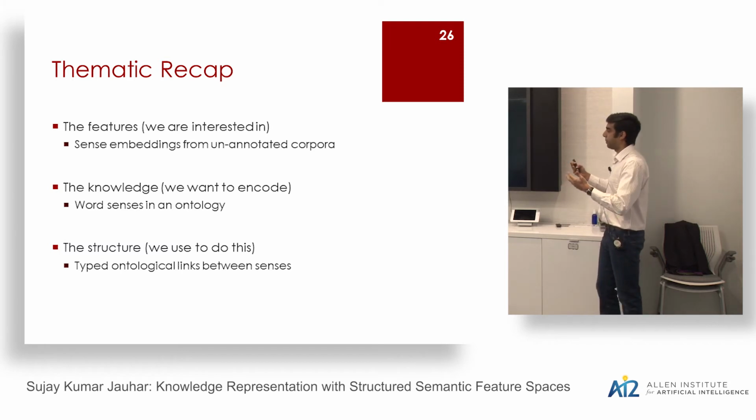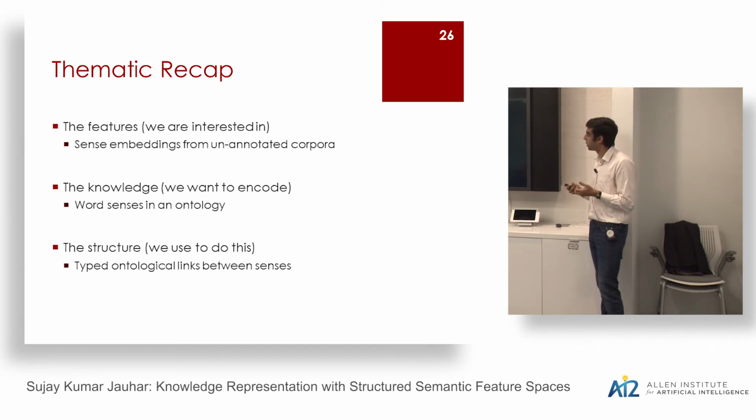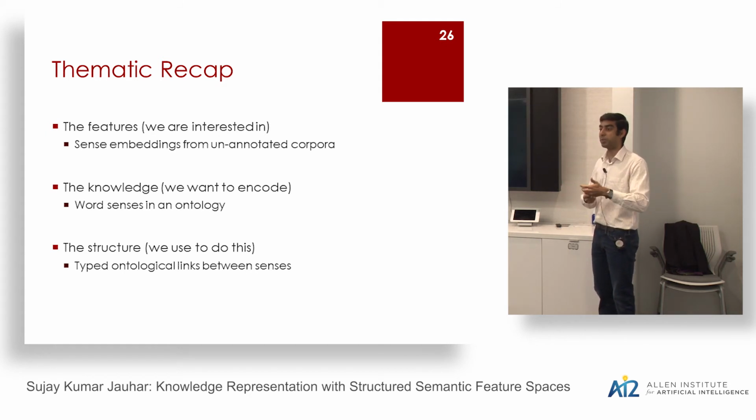Quick thematic recap. The features that we were interested in were sense embeddings from unannotated corpora. The knowledge that we wanted to encode were word senses in an ontology. And the structure that we brought to bear to achieve this task was basically the typed ontological links on how to disambiguate.